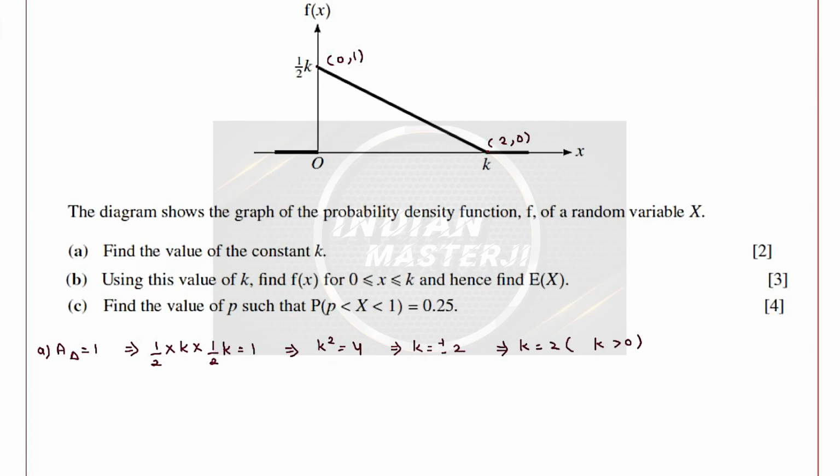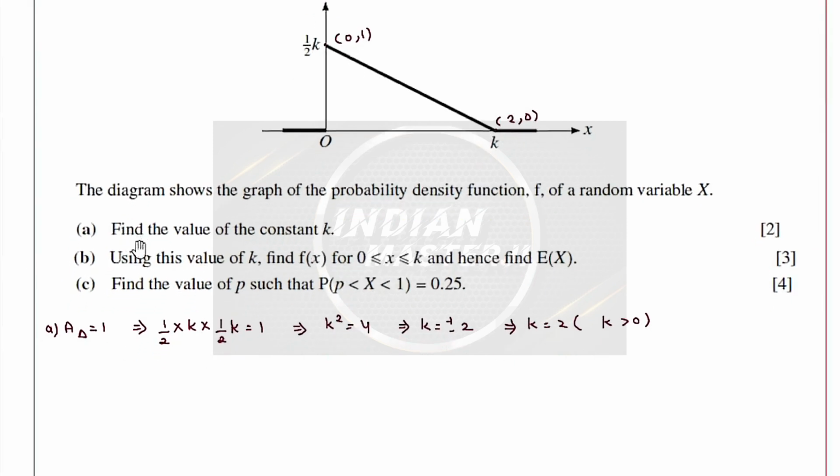Okay. Now what is part B of the question? Using this value of k, find f of x for the interval 0 to k, when x is varying from 0 to k, and hence find E of x. So to find E of x, I will have to have my f of x. So how to get the equation of f of x? Here for 0 to k, f of x is basically a straight line with a negative slope, correct?